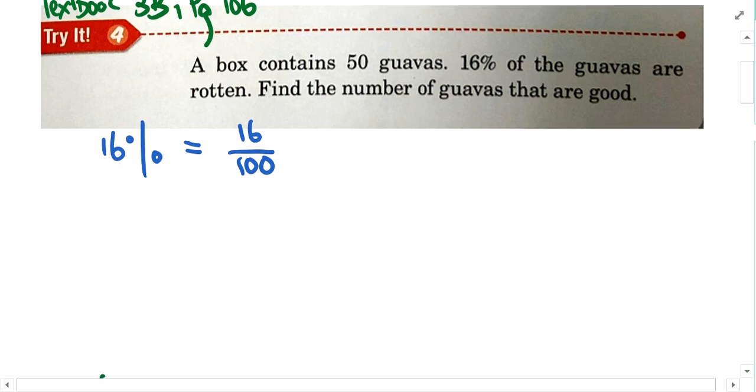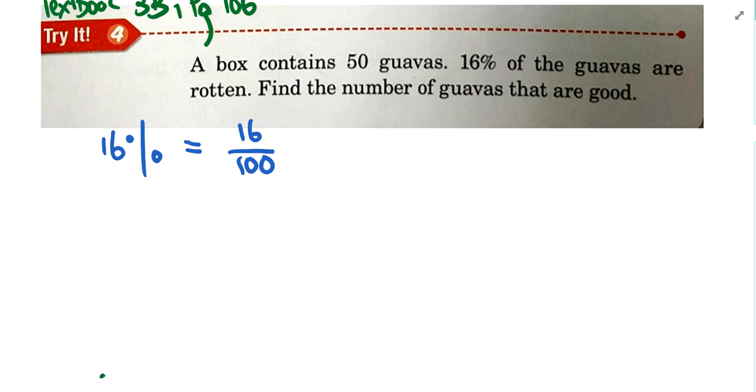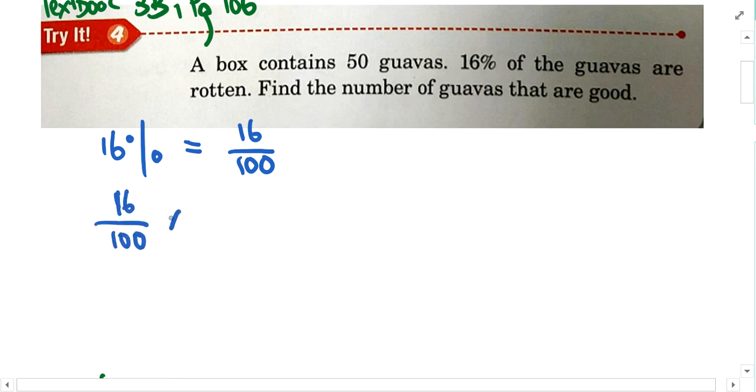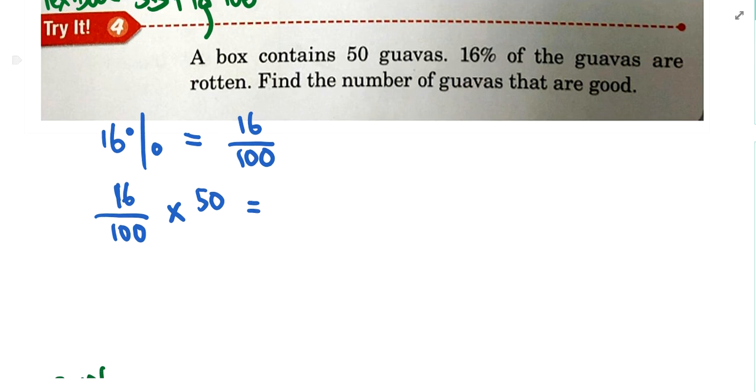So I'm going to do the calculation right now. 16% is 16 over 100. So I want to find out the guavas that are rotten. So how do I do that? Because you are good at multiplication, after I convert to fraction, I need to find out the guavas. Okay, now press the calculator. 16 over 100 multiplied by 50. What is your answer? Good. If you press the calculator, you will have 8.